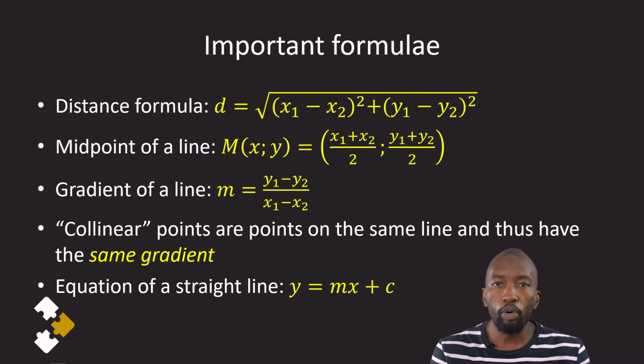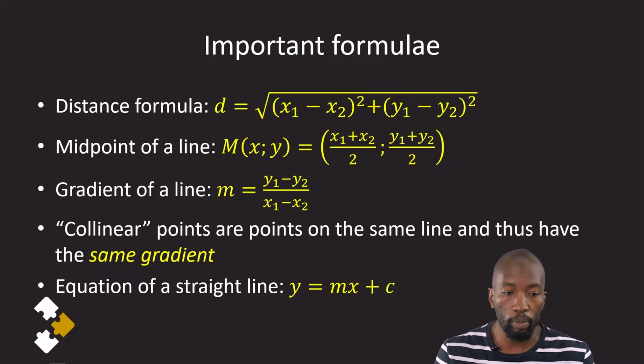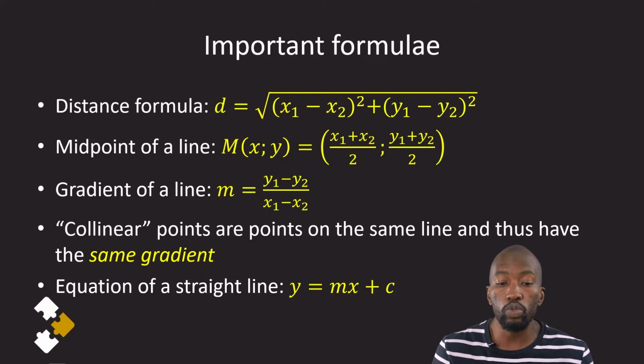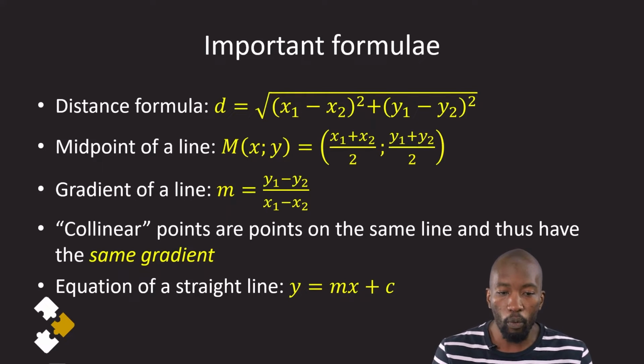Okay, so there are important formulas that you need that are going to help you with analytical geometry. There's the distance formula, which goes d is equal to the square root of (x1 minus x2) squared plus (y1 minus y2) squared. That is the distance formula between 2 points.